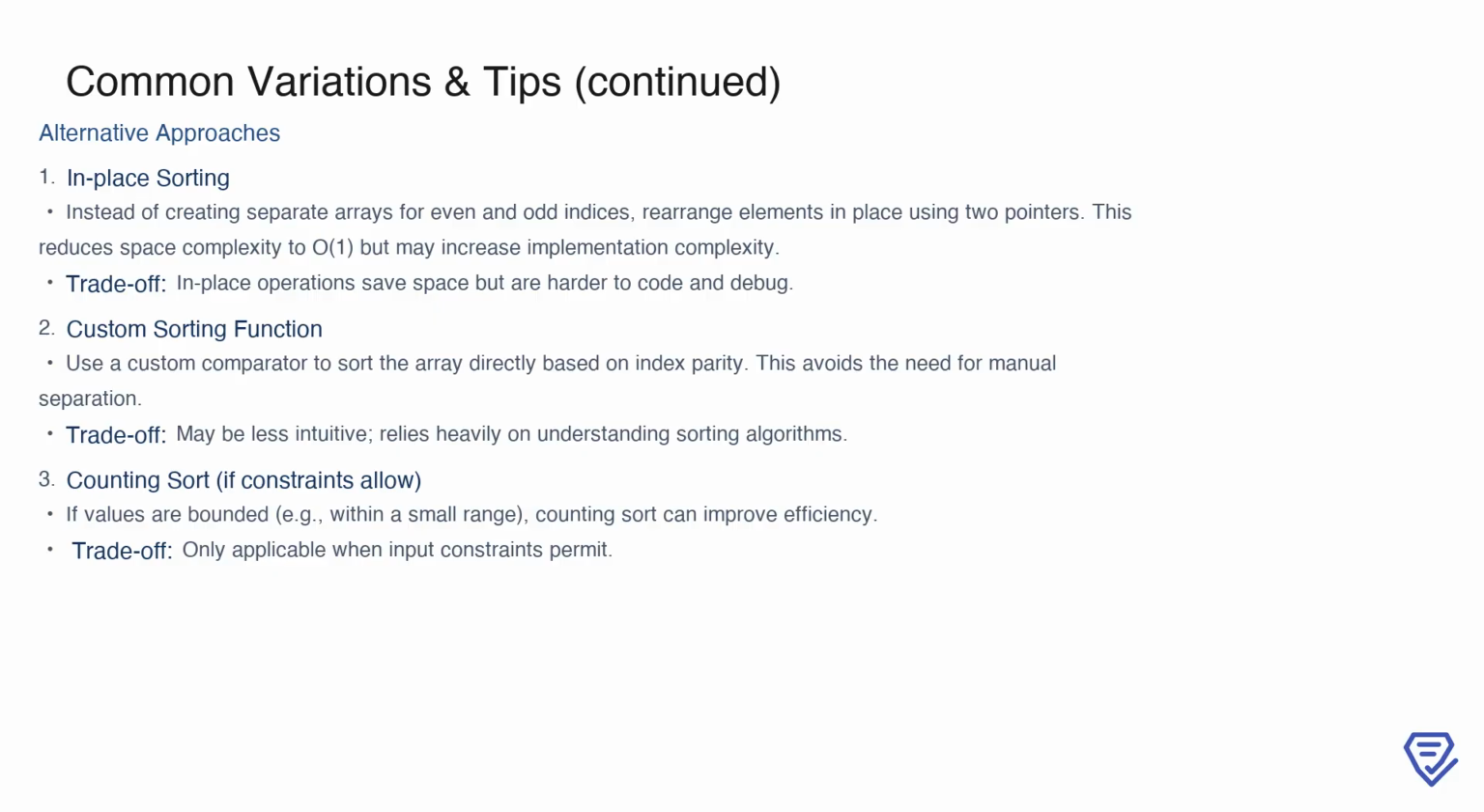sorting algorithms. Finally, if the input constraints allow, you could use counting sort. This is particularly efficient when the values are bounded within a small range. However, this method is only applicable when the problem's constraints permit it. Each of these approaches involves trade-offs, so the best choice depends on the specific requirements and constraints of the problem you're working on.